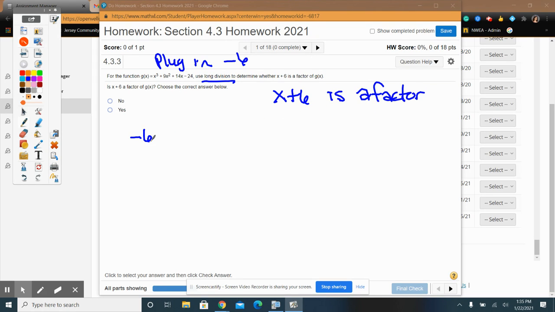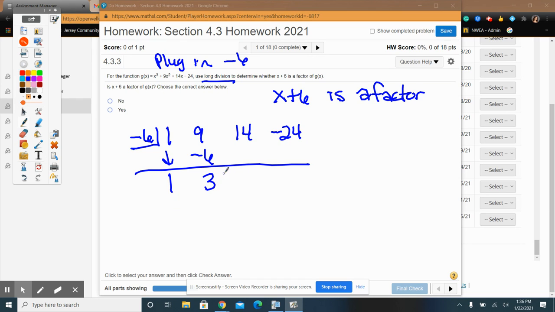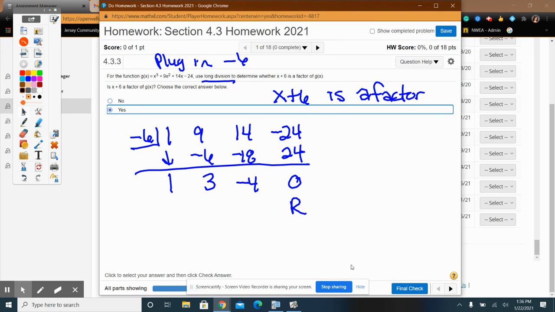I'm going to put -6 in the box because you always put the 0 in the box. You put the coefficients beside it, and that will be 1, 9, 14, and -24. You skip a line, draw a line, and then you have your party. You multiply, you add, you multiply, you add, you multiply, you add. The remainder is 0. So that means this particular one is a factor.